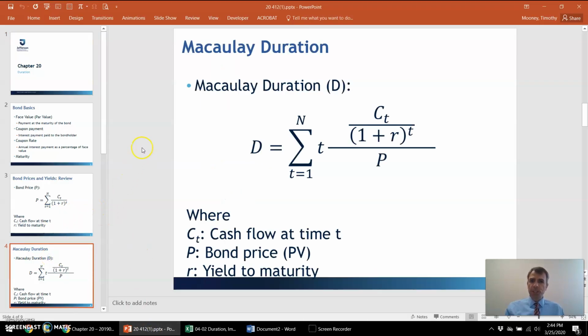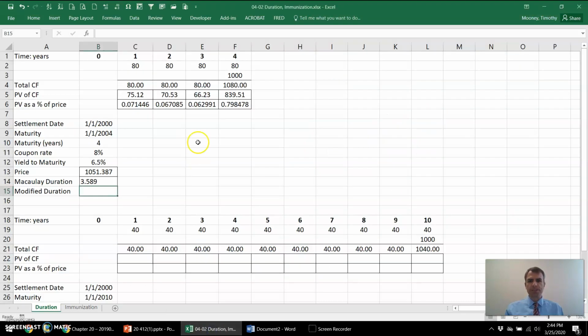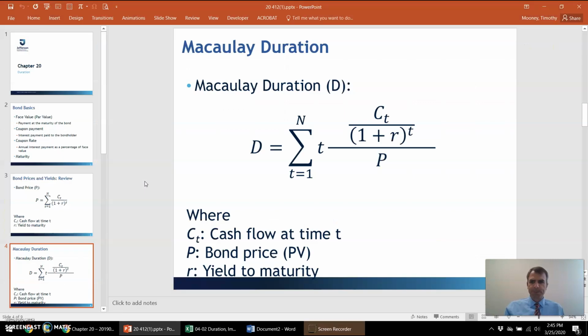And in the previous video, we computed a bond's Macaulay duration, which we said was a weighted average maturity of the bond. Right? This 4-year bond matures in 4 years, but we don't have to wait 4 years to receive all the cash flows from the bond. Some of them happen earlier. And so if we weight each present value of the cash flow as a percentage of the total bond price, the weighted average maturity is 3.589 years.